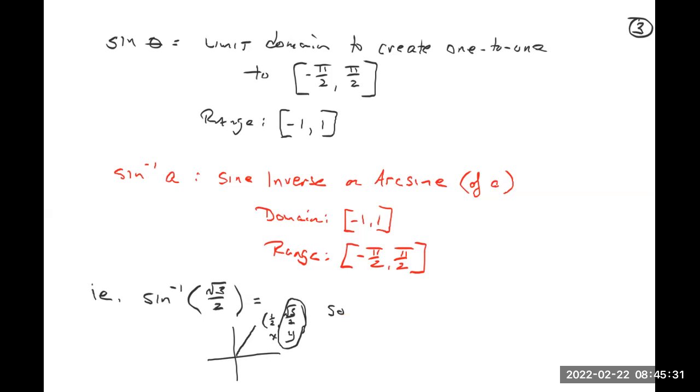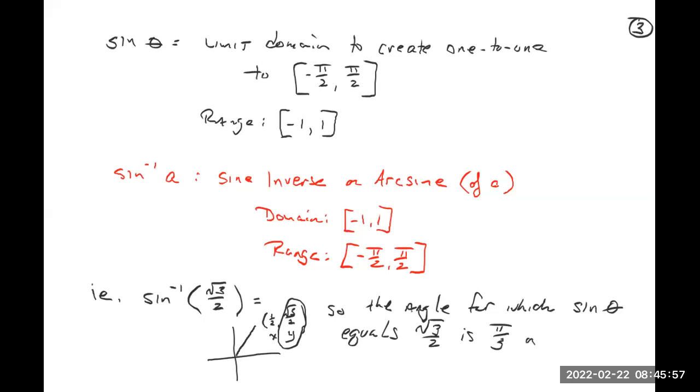This is our x, this is our y. So the angle for which sine of theta equals square root of 3 over 2 is pi over 3, or 60 degrees.